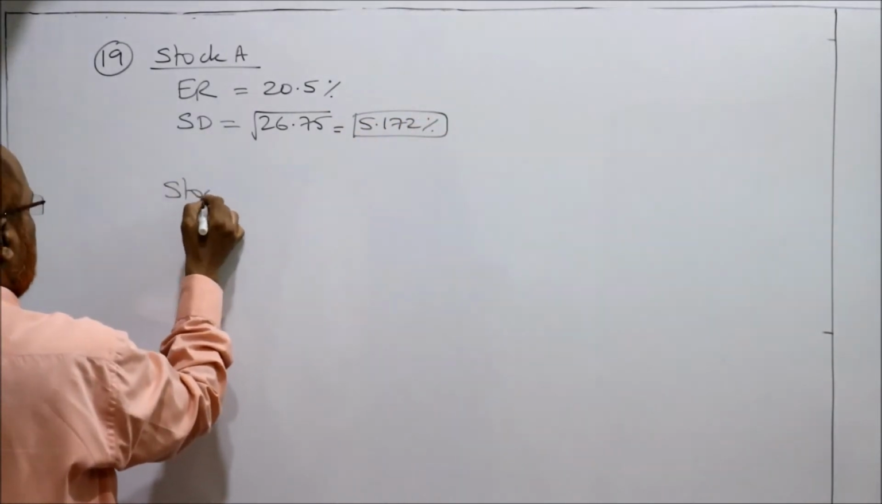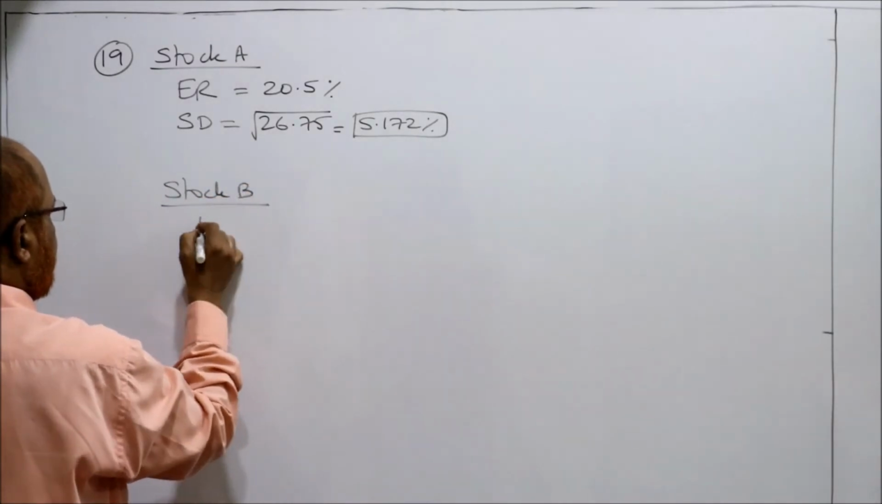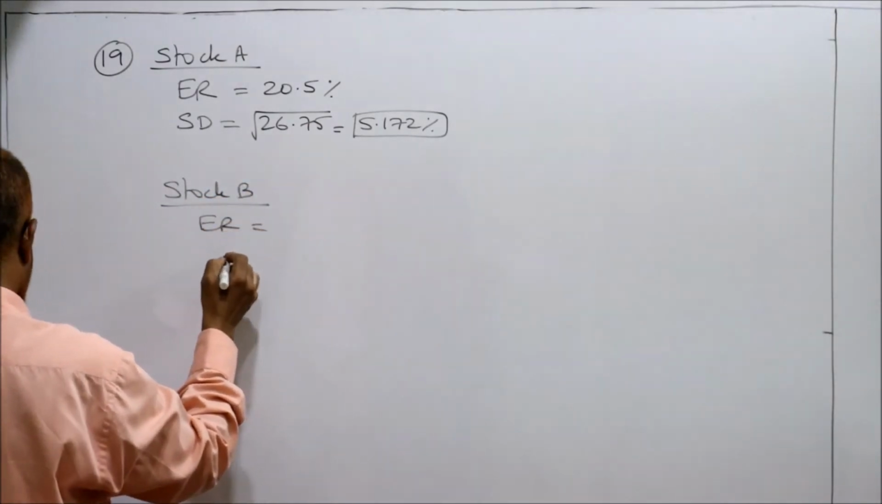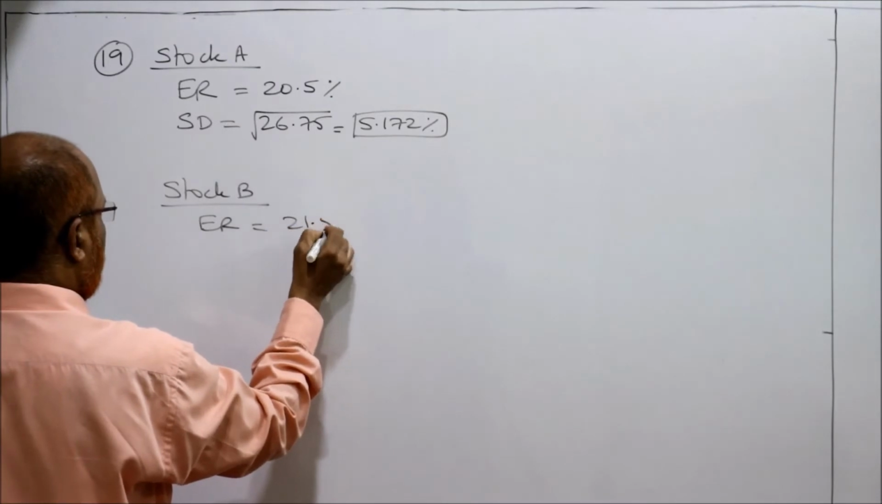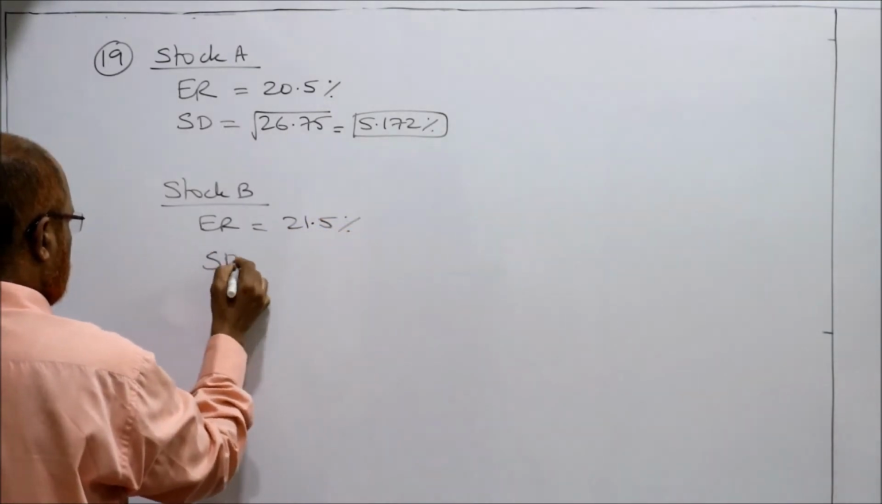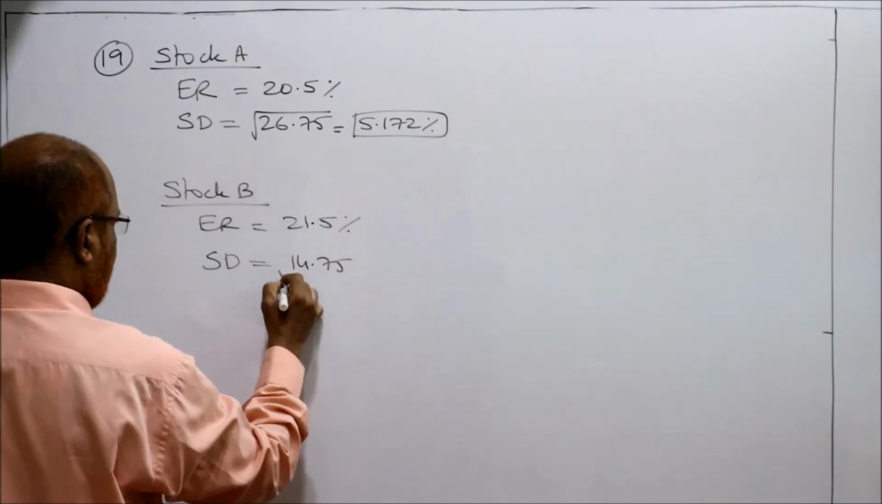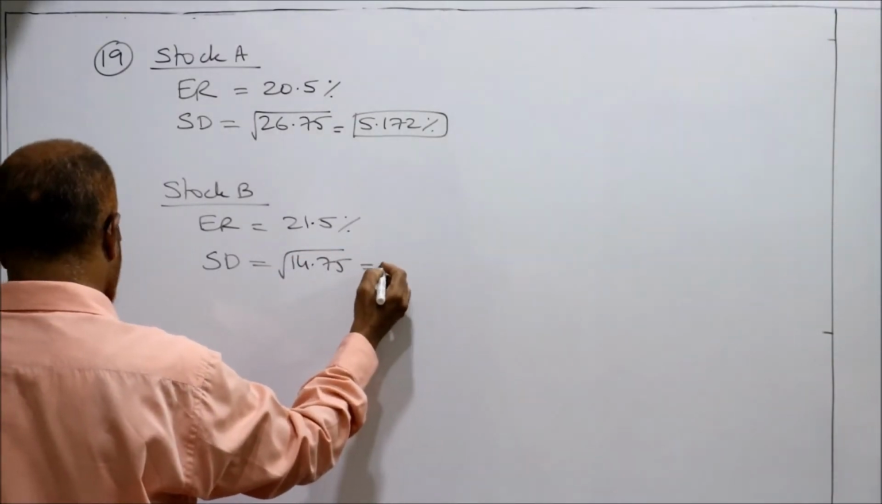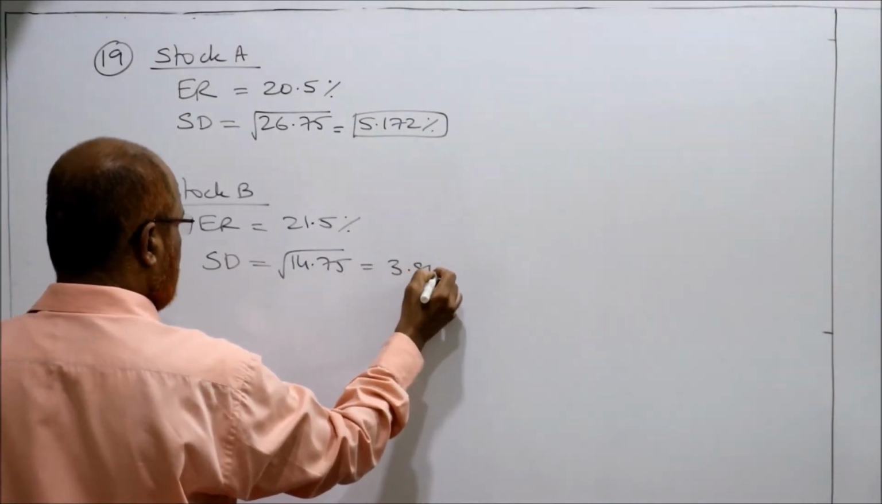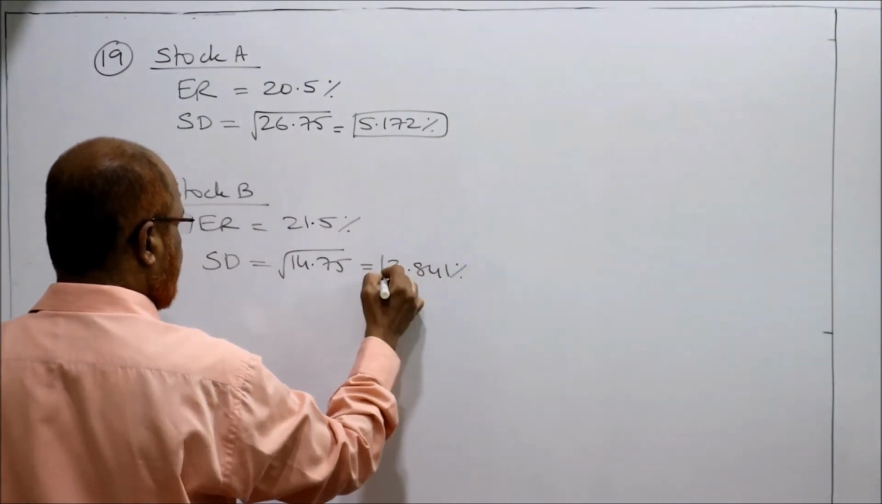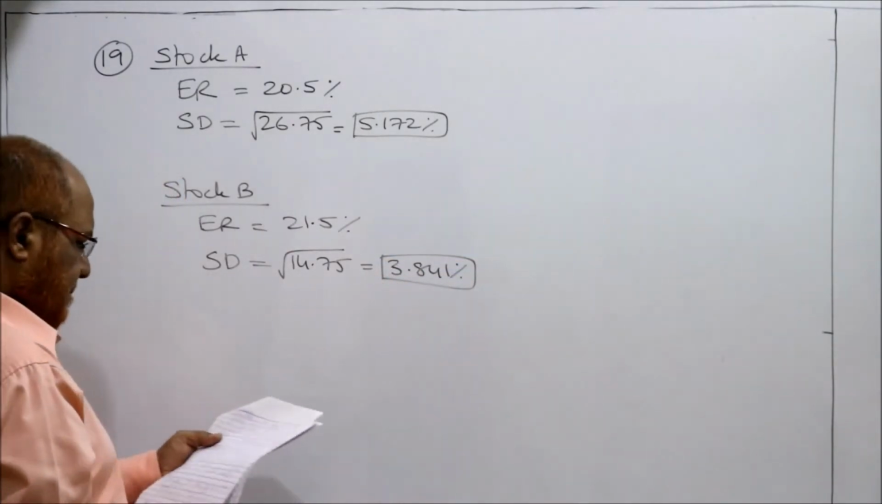Similarly, stock B, expected return 21.5%. Standard deviation is the square root of 14.75. It comes to 3.841. That's it.